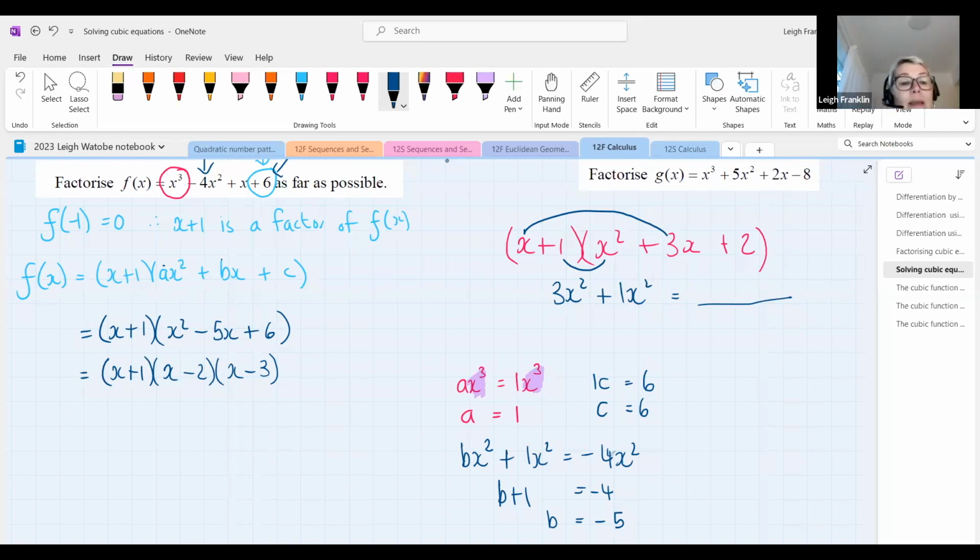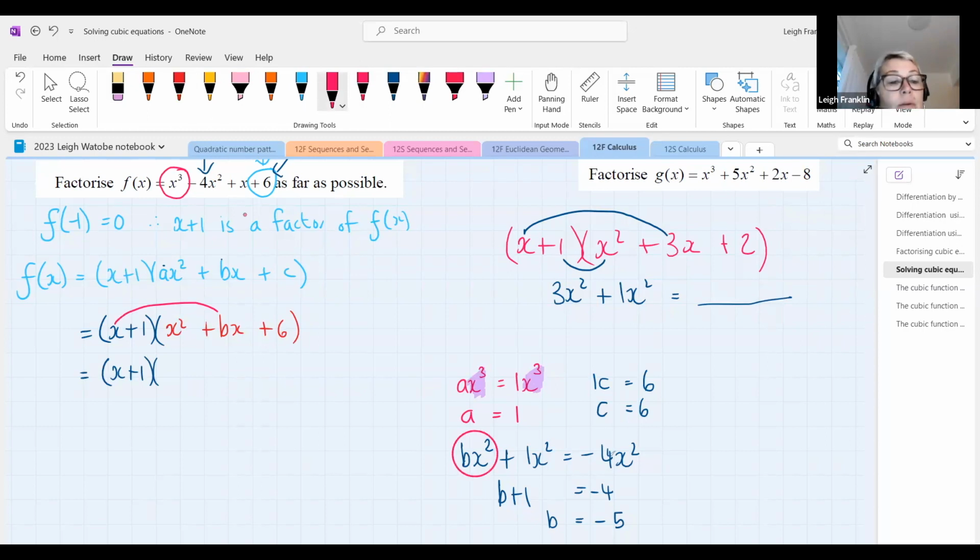Okay, so here, if we go back to the example that we were busy working with, let's get rid of that for now. You've got your x squared term, you've got your plus 6 at the end, and you've got this plus bx in the middle. The x squared term comes from multiplying x with bx to give you bx squared. It also comes from multiplying 1 with ax squared, whatever the value of a is, to give you 1x squared. Remember, a was equal to 1.